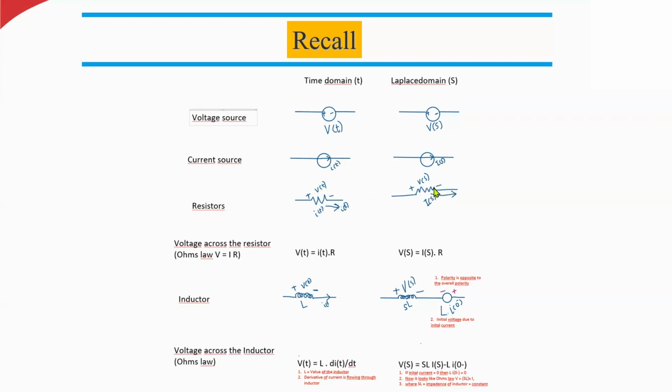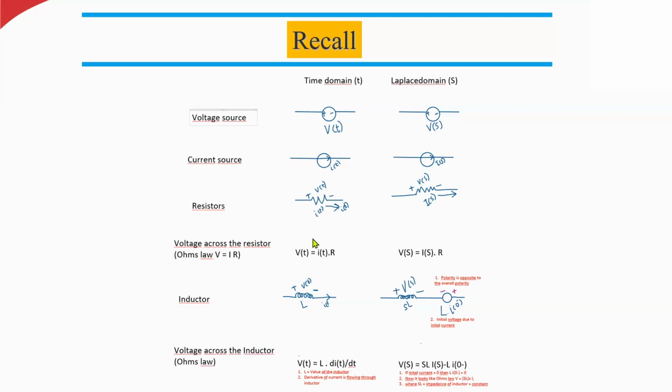So here the voltage drop across the resistor in S domain is capital V of S, and current flowing through this resistor is capital I of S. It's very simple. So for resistors, it's very easy and straightforward. We are just putting capital V of S and capital I of S instead of t.